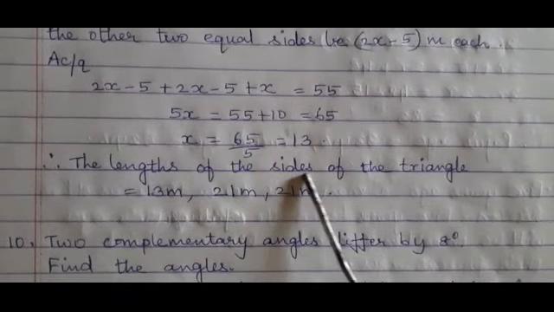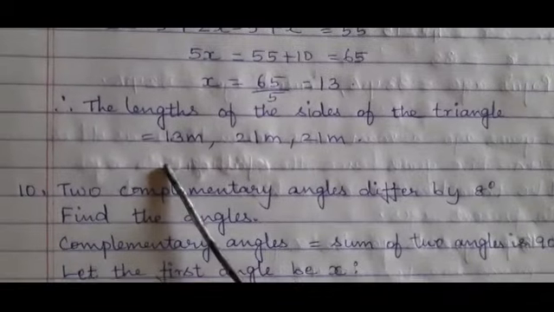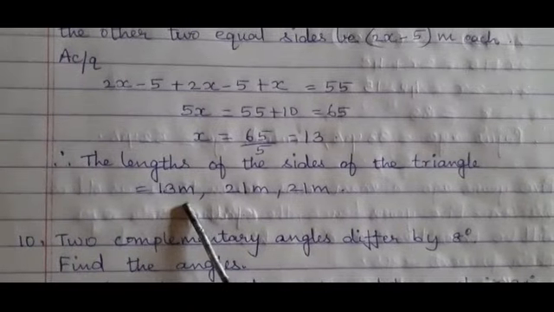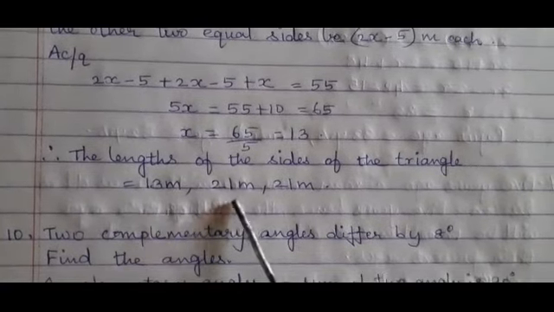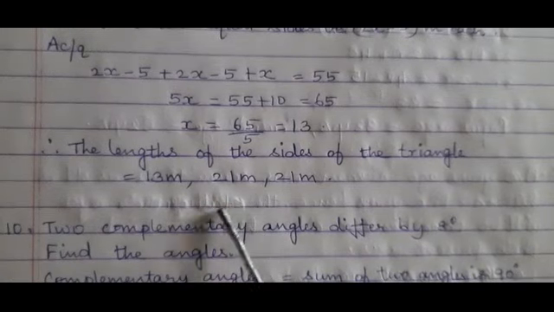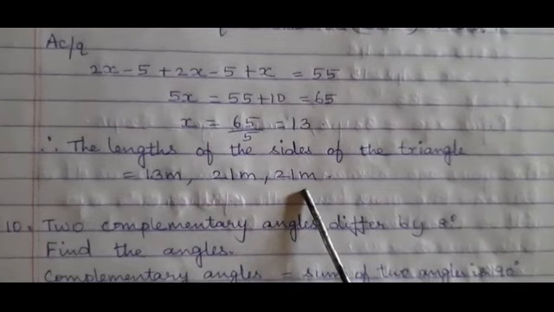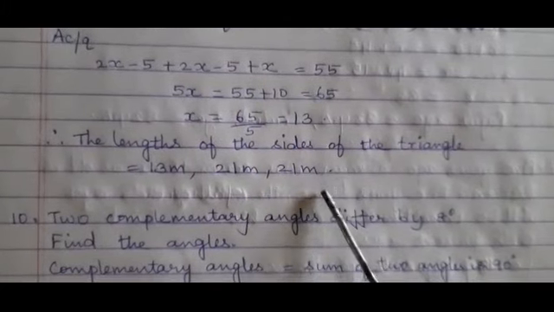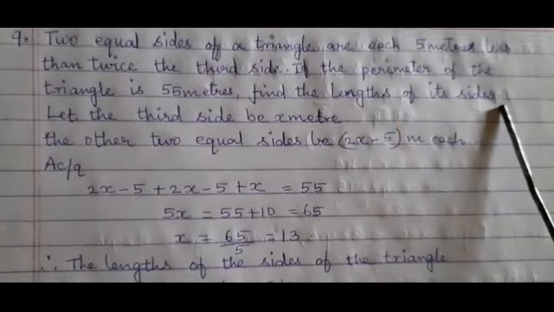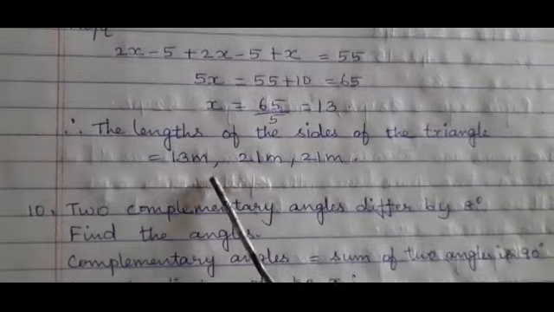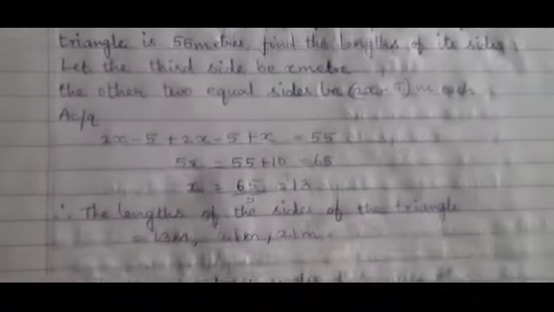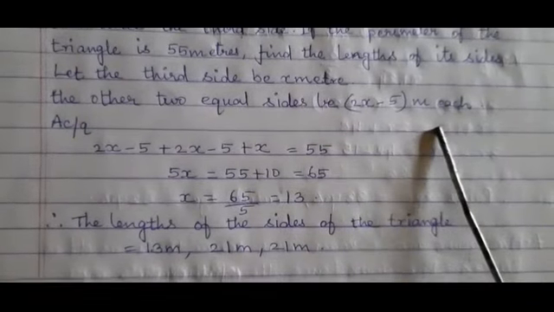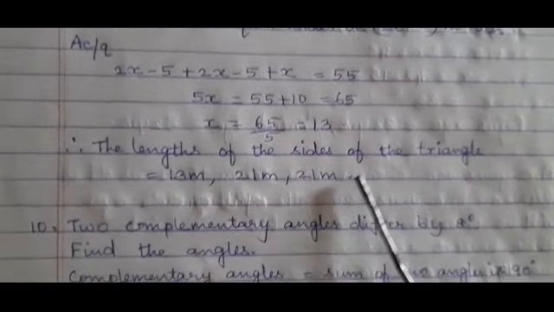So the lengths of the sides of the triangle are, you apply here in the place of x, that is 13 meter. Then 2x minus 5, you apply it, that is 21 meter and 21 meter. Generally the students make a mistake here. Up to this they will find out and then they will leave it. Here the question is to find all the sides of the triangle. So you will apply this value of x in what you are assuming here, and you will give the answer.